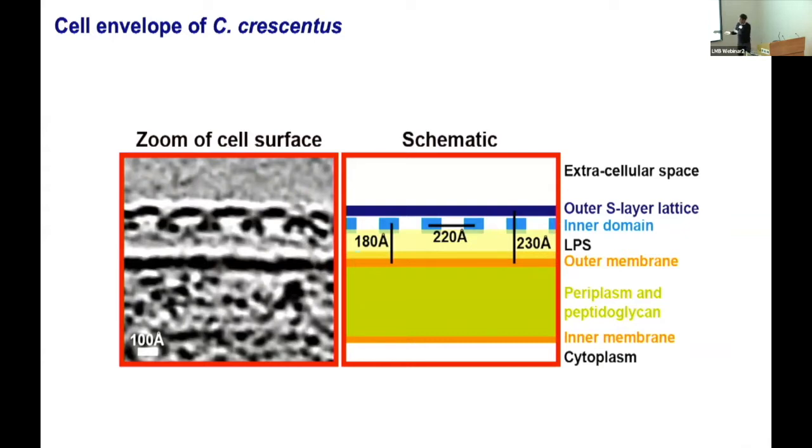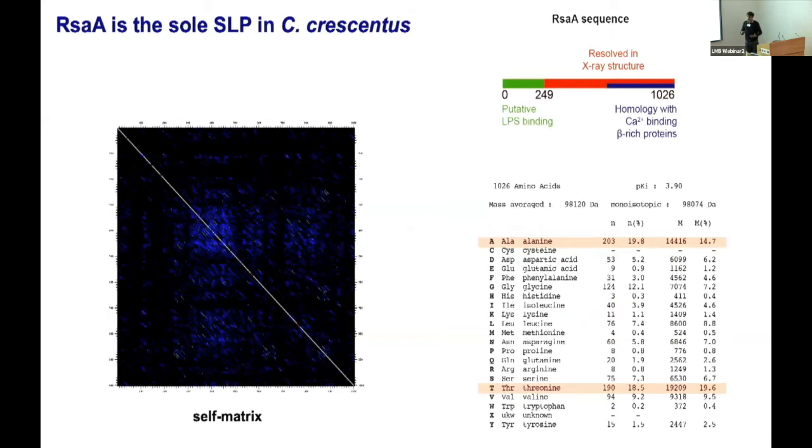The S layer is functionally organized into two parts: the discrete inner domains that give this characteristic 22 nanometer repeat, and the interconnected outer lattice that coats and provides a sheath to these cells. Now, this S layer is made up of a single protein called RsaA, and if you do analysis of the amino acid residues, it has a non-standard amino acid composition, highly enriched in alanine and threonine residues, and there are several repeats in this protein.